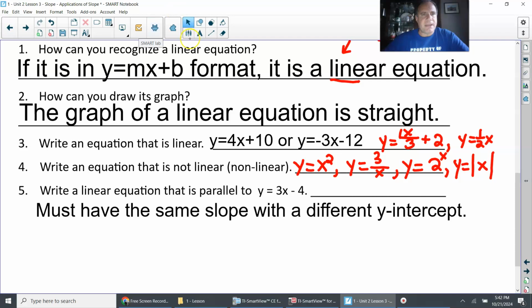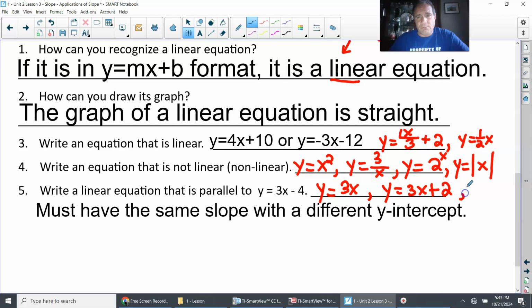will be parallel, right? So you could put y equals 3x, and simply put, that has a y-intercept of 0. This one has a y-intercept of negative 4. Y equals 3x plus 2. Or y equals 3x minus 2. Right? As long as it has the same slope with a different y-intercept, it is parallel.